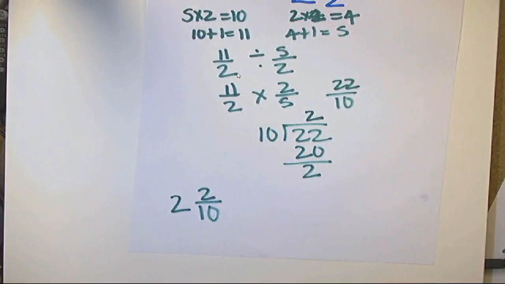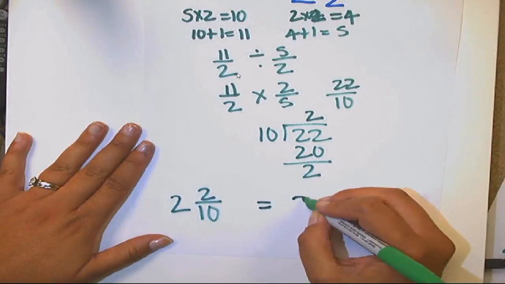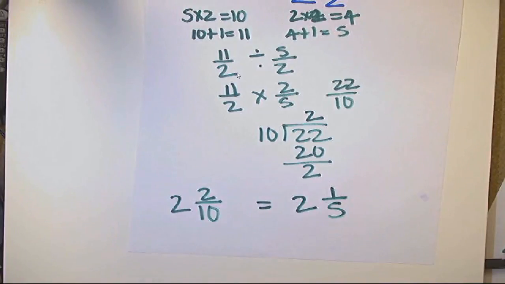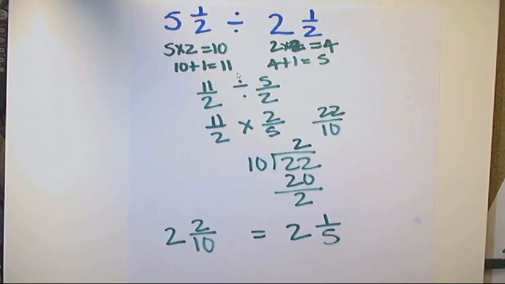I look at that number, and I know it can be reduced. I know that 2 will go into both 2 and 10. So I'm going to reduce it down, and my answer ends up being 2 1/5. Okay. So that is how you divide fractions.